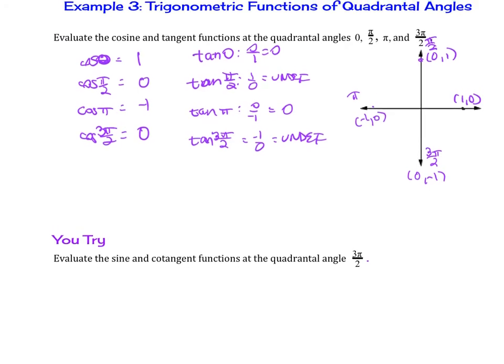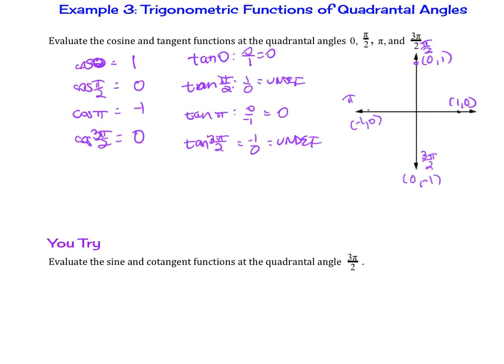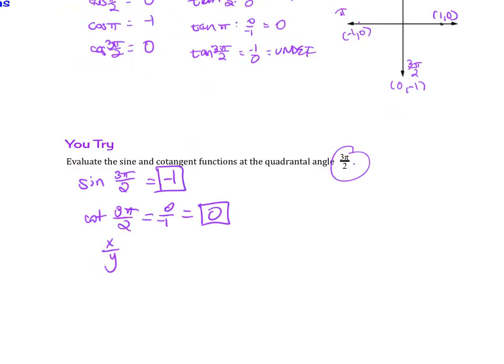Go ahead and try to find the sine and cotangent functions of the quadrantal angle only at 3 pi over 2. So sine, you would find that it is just negative 1, and cotangent is x over y, which is 0 over negative 1, which is 0.